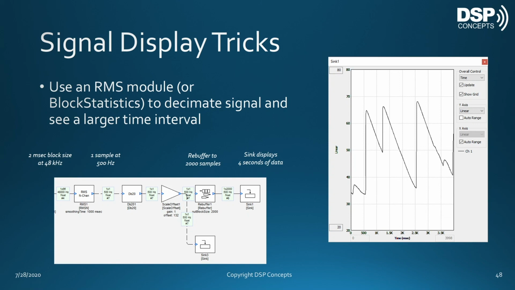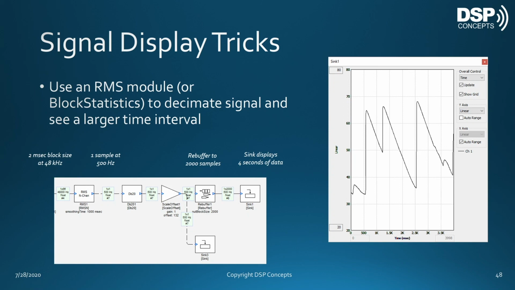Every 2 milliseconds, I output an RMS measurement. So the output is a control signal of size 1 that has a sample rate of 500 hertz. And in this example, I'm converting to dB. I'm adding an offset of 132, and then I'm rebuffering to an output size of 2,000 samples. So in this case, the output buffer is going to show the equivalent of 4 seconds of data.